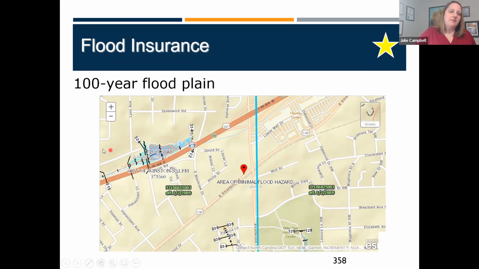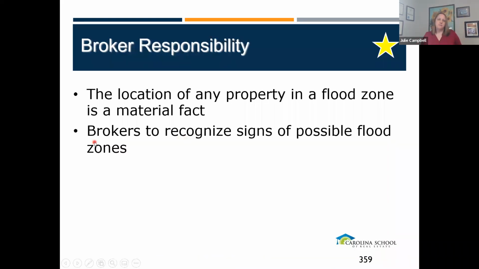Our responsibility when it comes to flood insurance is that we need to be able to look at the map. When you're listing the property, if your seller tells you, or when you look at the map and you see it, it's a material fact. If it is in a flood zone, we have to disclose that. And then we need to be able to recognize possible signs of flooding. What are possible signs of flooding? Any body of water nearby: creek, stream, river, lake, pond.